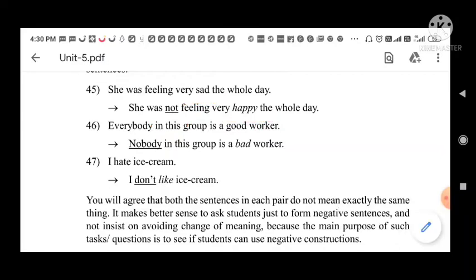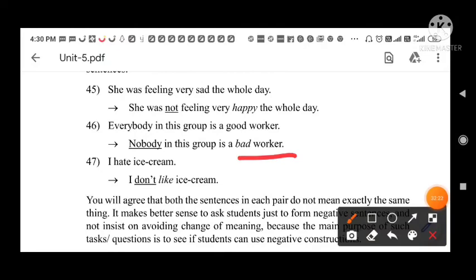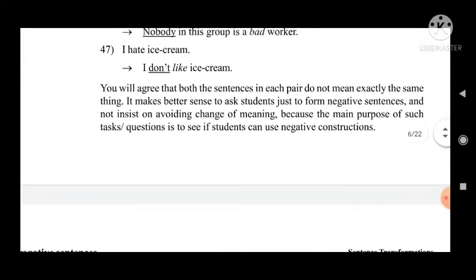Then, everybody in this group is a good worker. So for everybody we can use nobody. Nobody in this group is a bad worker. So good worker we can change to bad worker. So nobody in this group is a bad worker. I hate ice cream. So we can use I don't like ice cream.